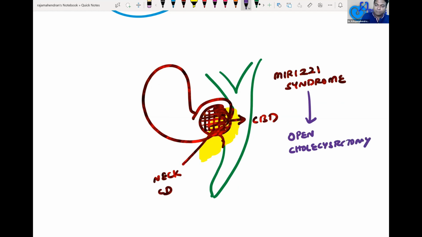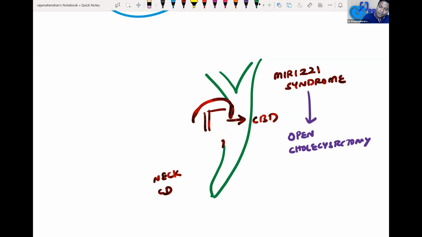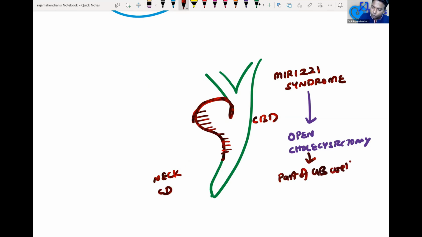What is given in Bailey and Love, I'm telling you, is that we have to convert it into open cholecystectomy, remove the gallbladder, and leave some amount of wall. This is the posterior wall, leave it there and remove the stone now. You must use this posterior wall itself to repair the bile duct there itself. With the posterior wall itself, you close the bile duct. So open cholecystectomy is done, and part of the gallbladder wall is used to repair the CBD.